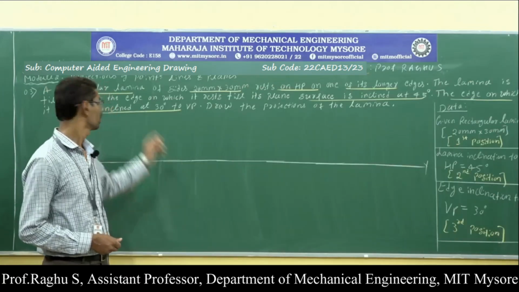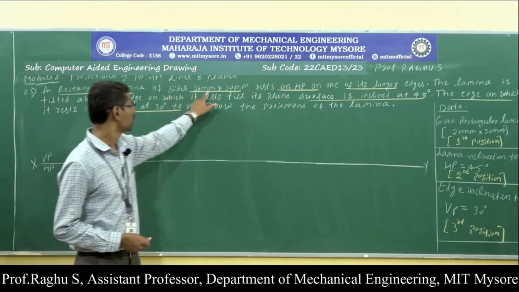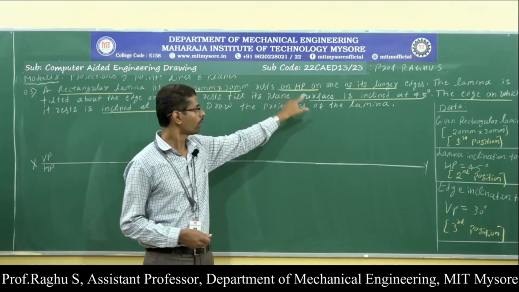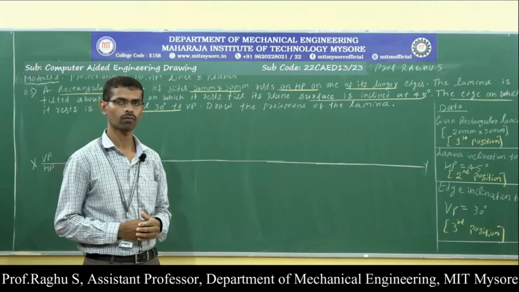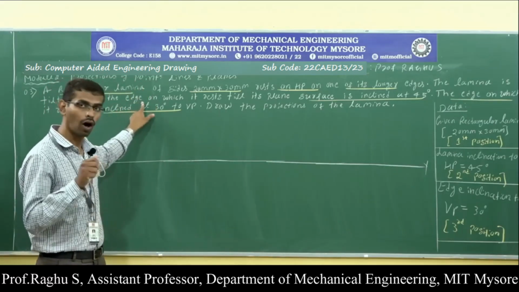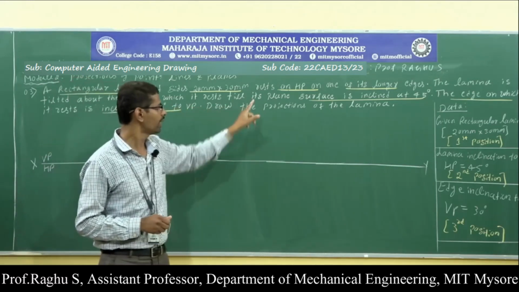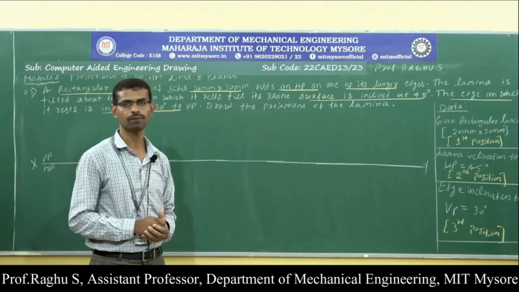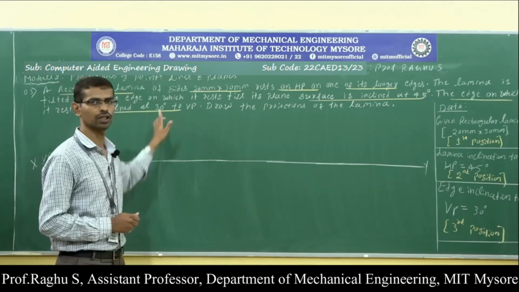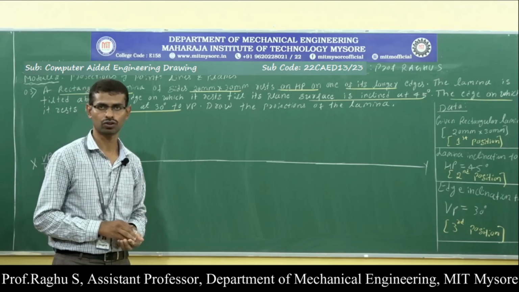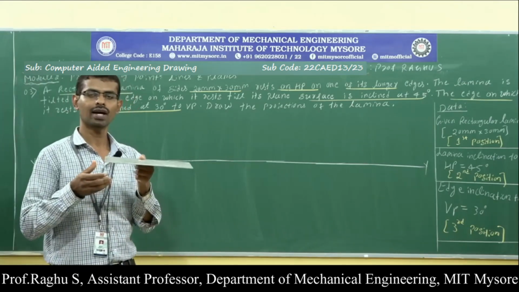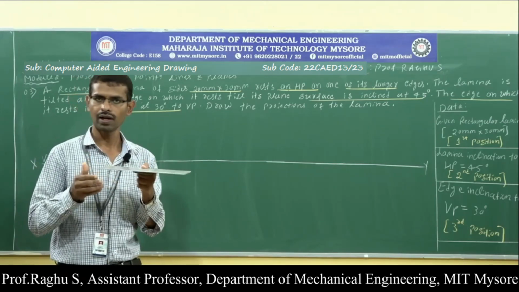So the next problem: a rectangular lamina of side 20 mm into 30 mm rests on HP on one of its longer edges. The lamina is tilted about the edge on which it rests till its plane surface is inclined at 45 degree. The edge on which it rests is inclined 30 degree with respect to VP. So draw the projections. Here, the given lamina is a rectangle.